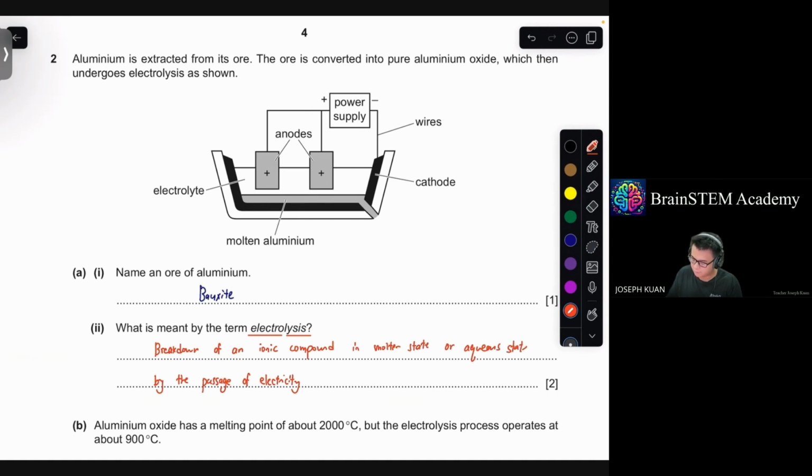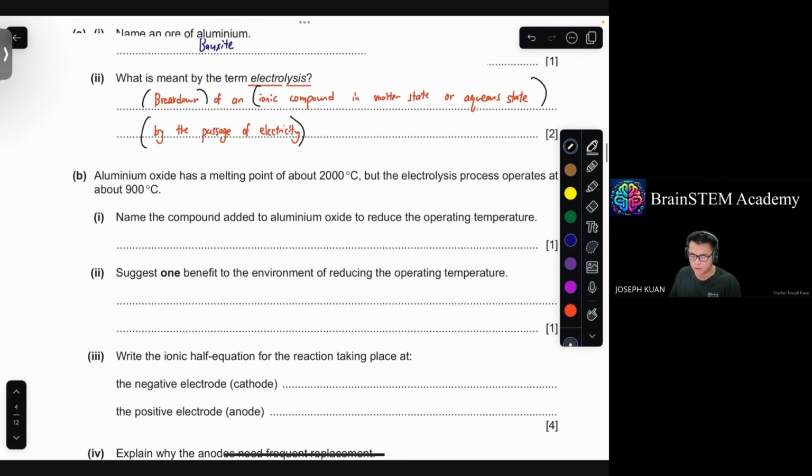All right, so the first mark will be awarded to the breakdown and also by the passage of electricity. The second mark will be awarded to the ionic compound in molten state or aqueous state. Moving on to the next question.